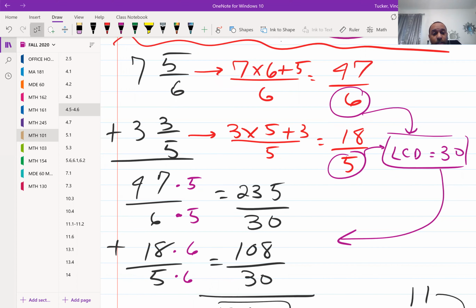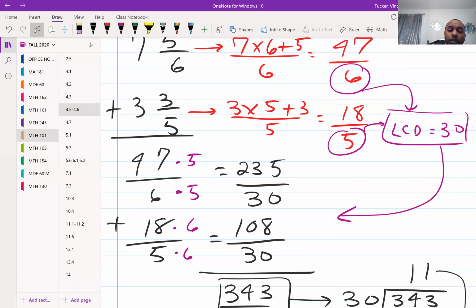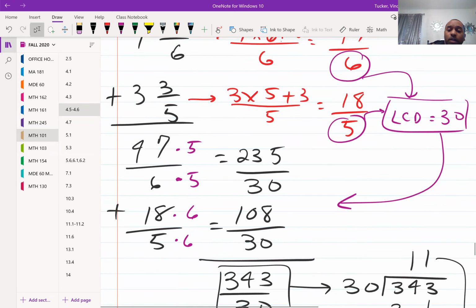We want to turn 47 over 6 into a fraction that has a denominator of 30. So we multiply top and bottom by 5. And then we do the same thing with 18 over 5. We want to turn that into a fraction that has a denominator of 30. So we multiply top and bottom by 6. It's all about converting that denominator into that LCD. That's where we're getting those numbers from. So that's 235 over 30 plus 108 over 30.